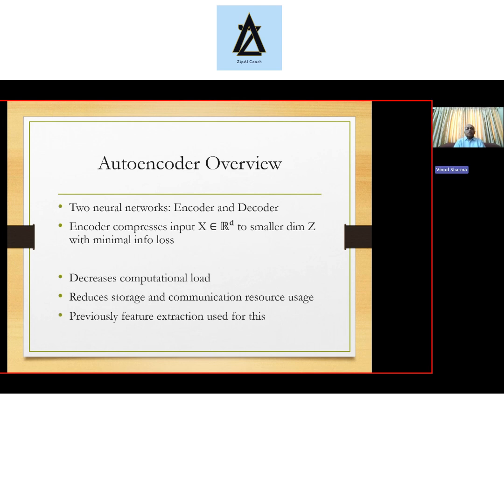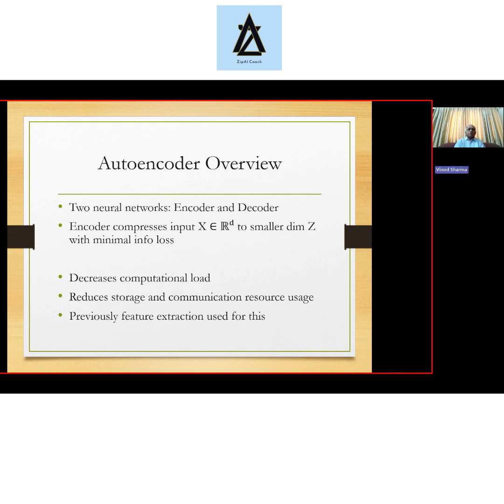Next, we discuss the autoencoder architecture. In an autoencoder, there are two neural networks. One is the encoder, the other is the decoder. The encoder compresses the input information X, which may be a vector in R^D, to a smaller dimensional Z, which has much lower dimension than D. This compression is done by the encoder in such a way that minimal useful information is lost.